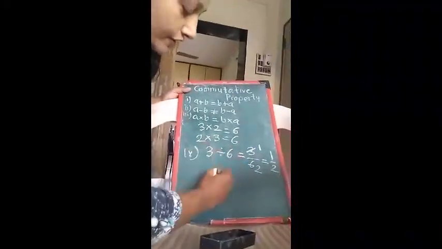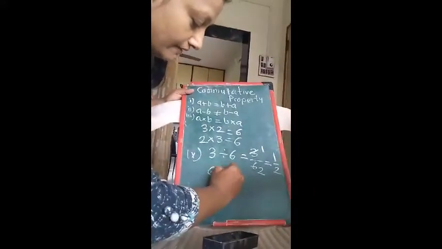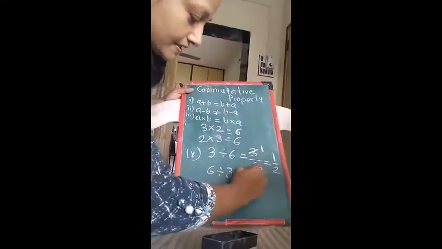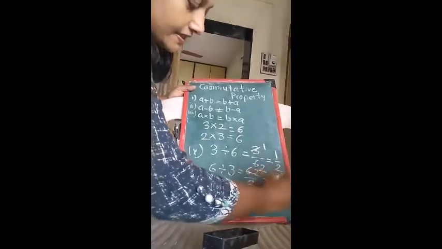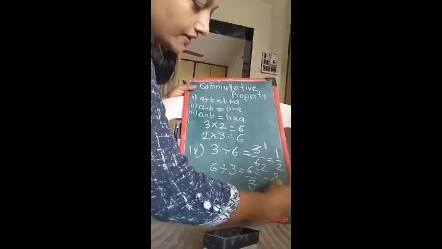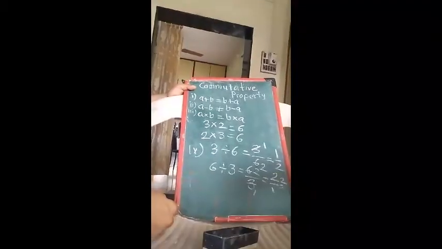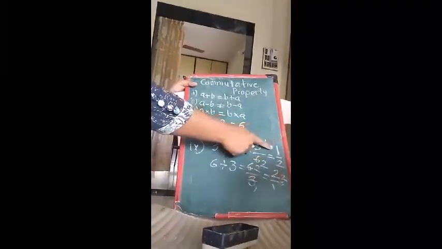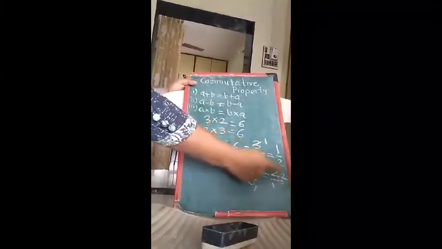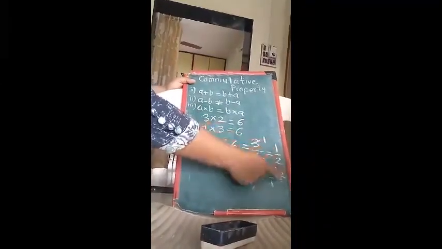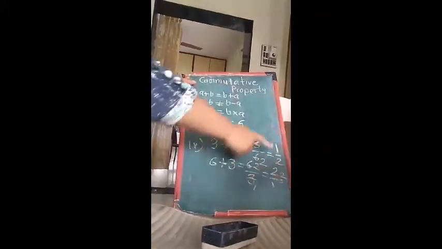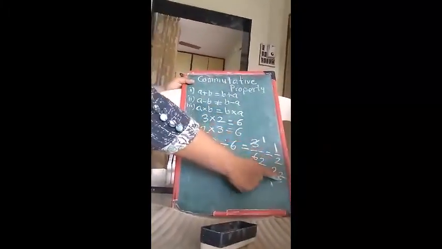Now we are going to exchange: 6 divided by 3. 3 ones are 3, 3 twos are 6. That is 2 upon 1, it equals 2. Have you got this? So the answer is, for the first, 1 upon 2, and if we exchange the values, the answer is coming as 2. So these both numbers are different because this is a fractional number and this is a whole number.